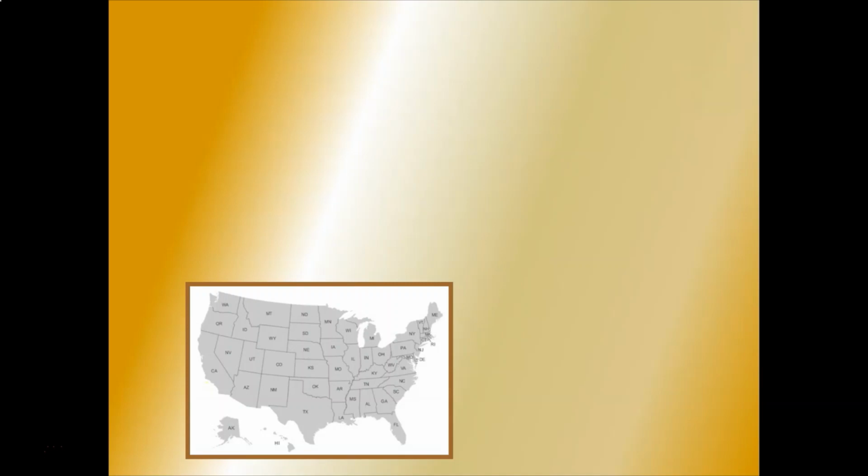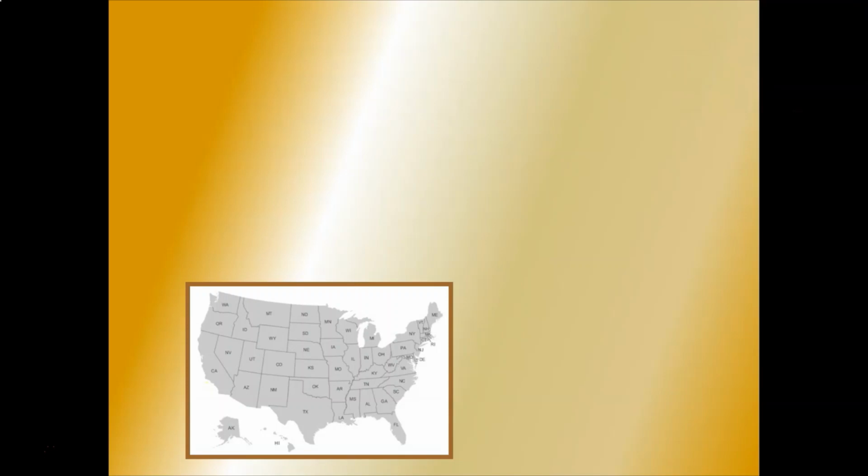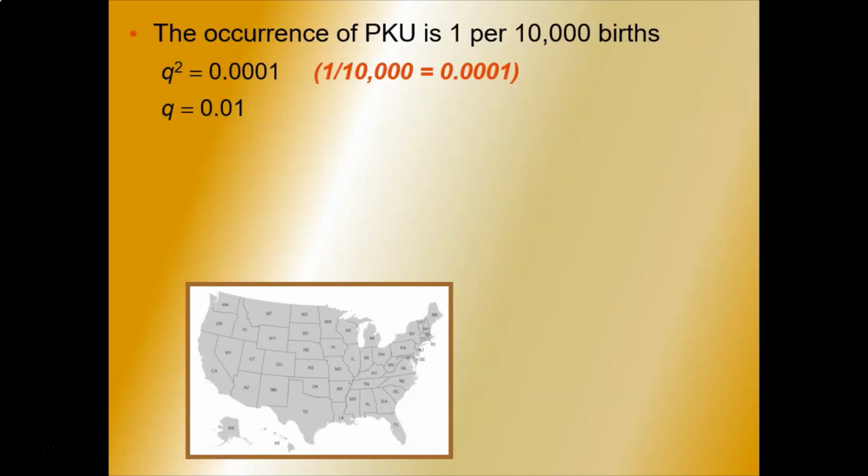Okay, so here we go. Whenever you're solving these Hardy Weinberg problems, there's always going to be something given to you to start. In this case, let's see what's given to us. The occurrence of PKU is 1 per 10,000 births. So what did they just give us there? 1 out of 10,000 kids will have PKU in a population. That is homozygous recessive, right? So they gave us q squared. That was given to us, and now we're ready to roll with this problem.